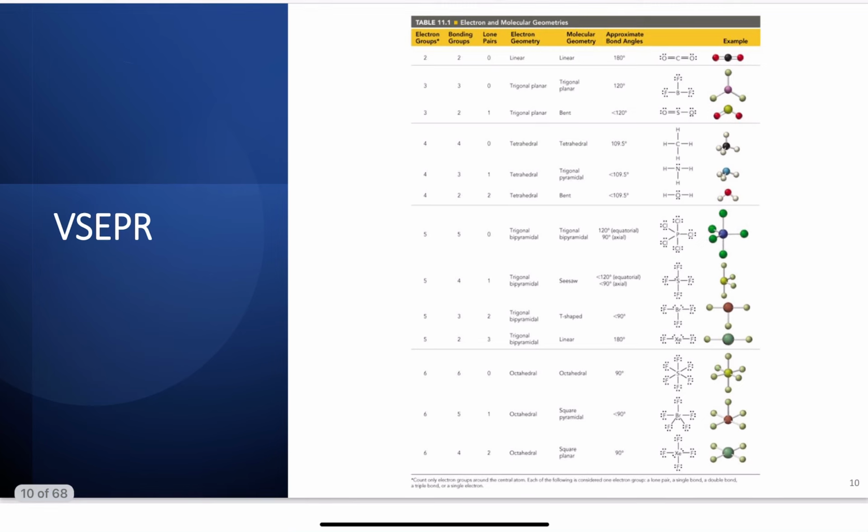This is a nice table out of your book, so table 11.1. I highly recommend you go print a copy of this. It's got a lot of good information for you. Number of electron groups, number of bonding groups, number of lone pairs, electron geometry, molecular geometry, approximate bond angles, an example compound, and what the structure will look like in space. This table, you need to know these terms, and you need to know the bond angles. So you can either memorize every single line of it, or what I have memorized is these things.